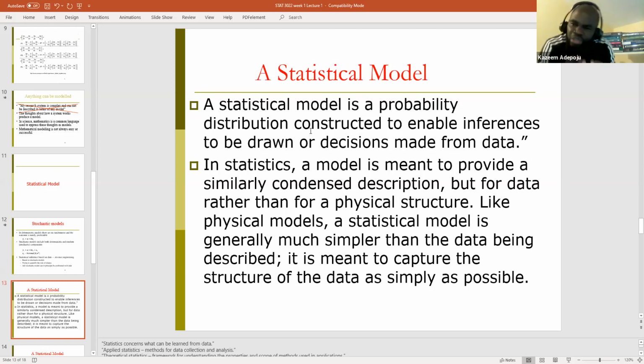To enable inferences to be drawn or decisions made from the data. Don't forget, we actually want to make decisions from our data. That's why we're analyzing that. But the kind of model that we're using should incorporate chance. We should incorporate random variation in it. With that, we believe we are going to have the true picture of reality at the end of the day. That's exactly what we do.